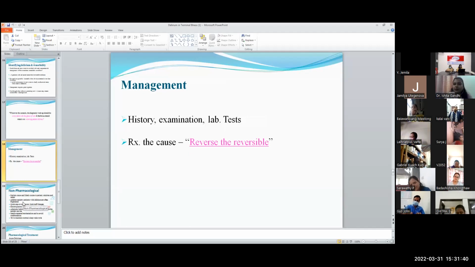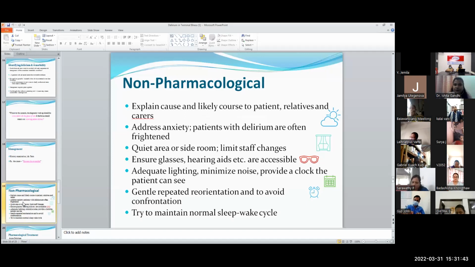Now coming to non-pharmacological and pharmacological methods. Explain to the patient and the relatives and the caregivers what delirium is, why it is caused, what is the likely course of this symptom, what the caregivers can expect, or what the patient can expect can happen. Very important, because if the patient and the caregivers do not know what delirium is, and if it is home care, they will not be able to come back to you and tell you, right?